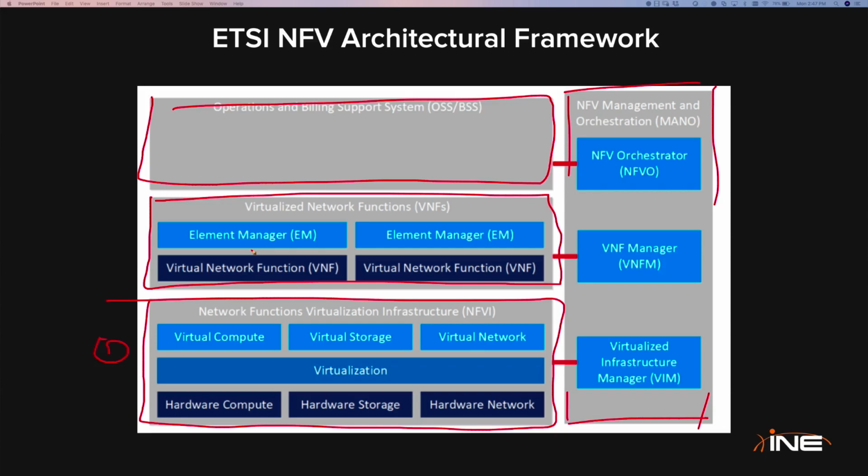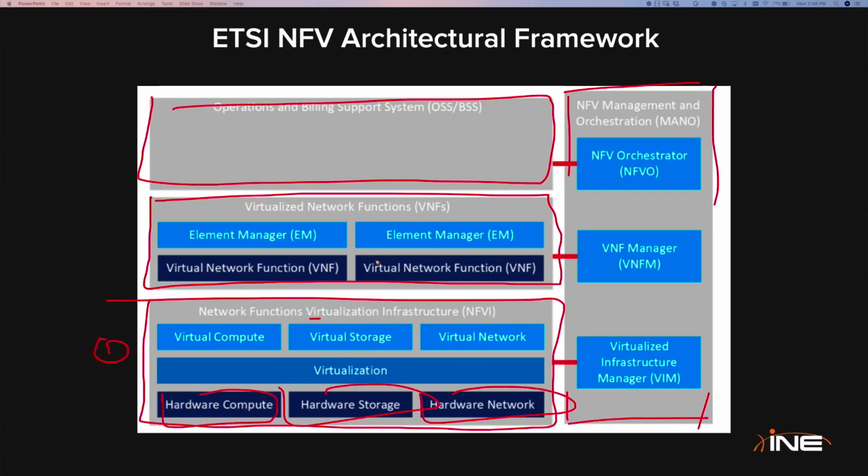And instead of you running the software on specific hardware, we basically give you open standard hardware to deploy our VNFs. So here, network function virtualization provides you with hardware compute, hardware storage, and hardware network. There's obviously virtualization inside that, which gives you virtual compute, virtual storage, and virtual network.